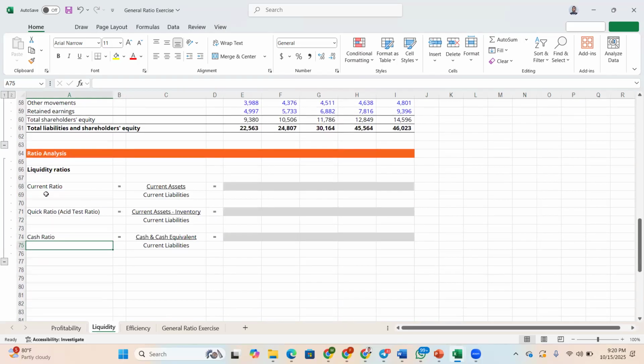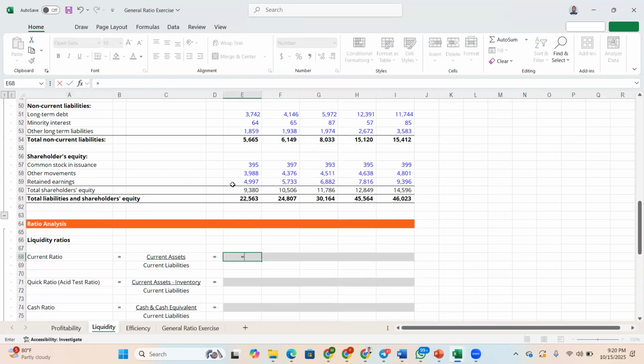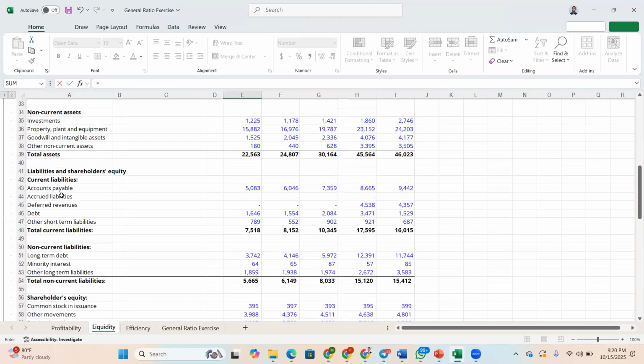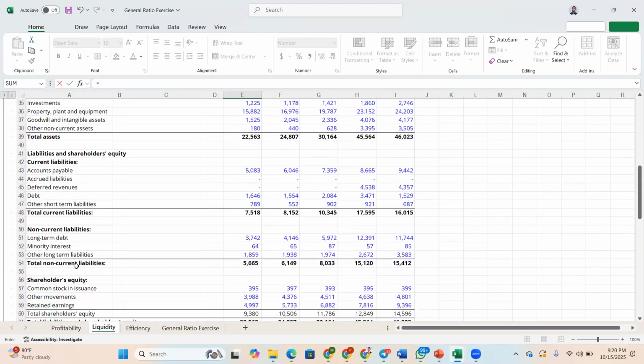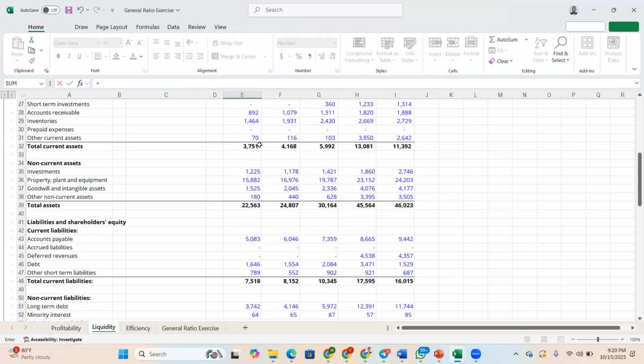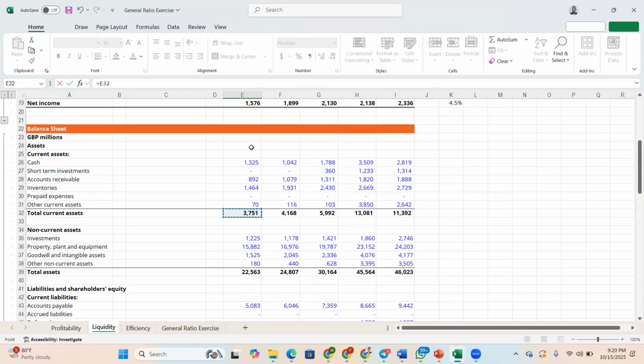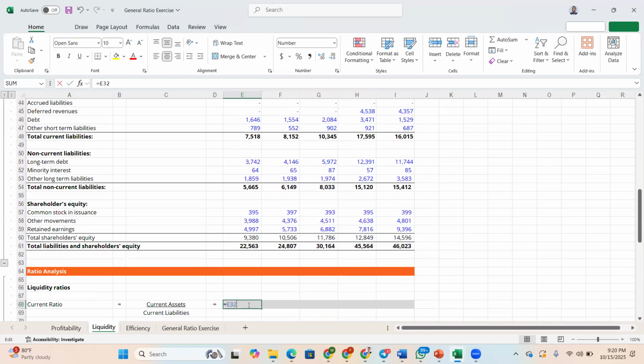So liquidity: current assets. Our total current assets here is 3751, divided by current liabilities. Our current liability is 7518. So that's 0.5. Now, take note, you represent your current ratio as 0.5 ratio 1.